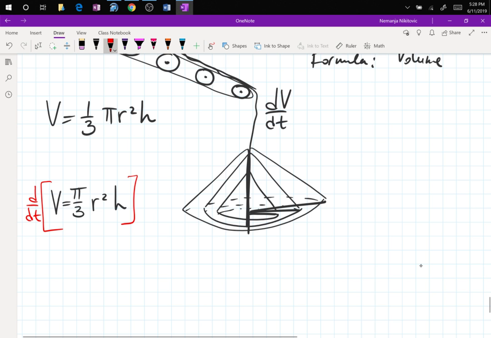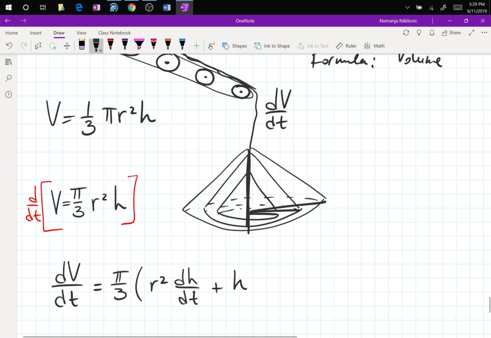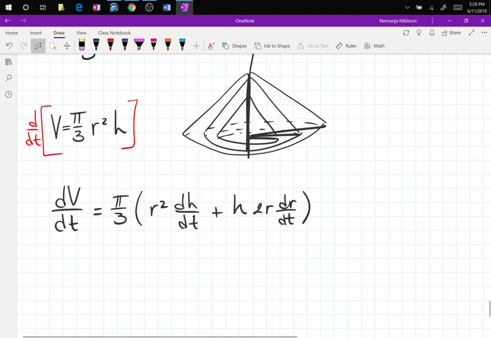two functions multiplied. So dV/dt, change of volume in time. What kind of volume? The volume of the cone is going to be, we copy pi over 3, that's constant, and now over here in parentheses, we say copy the first, r squared, the derivative of h is dh/dt, plus copy the second, which is h, and then times derivative of r squared, 2r dr/dt. So finally, we have our formula.